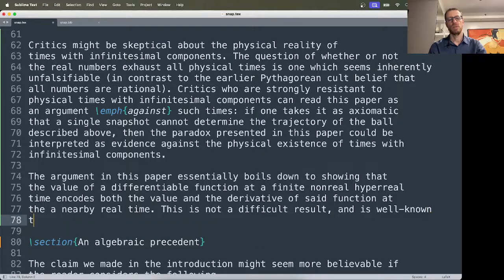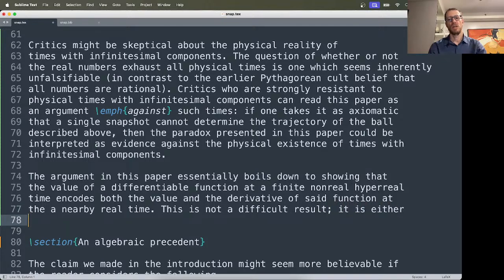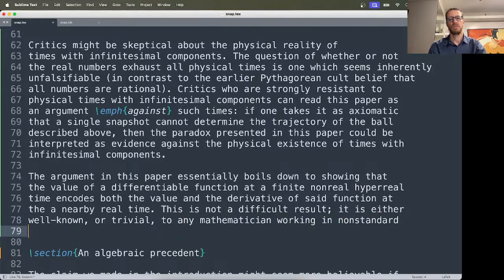And is well known to, and is, this is not a difficult result; it is either well known or trivial to any mathematician working in non-standard analysis.